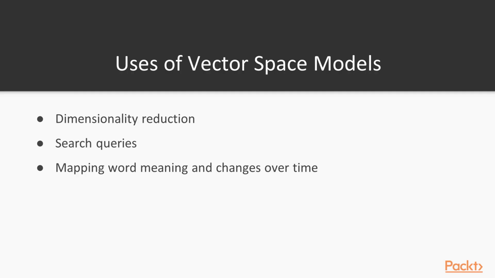So what are some uses of vector spaces? Well, we can do a dimensionality reduction. If we have a very large vocabulary and we have, say, tens or hundreds of thousands of dimensions, we can use this vector space language model to project onto a lower dimensional space, as I did in this figure. And that means that our feature vectors go from having tens or hundreds of thousands of dimensions to just 2 or 3. We can also do search queries.